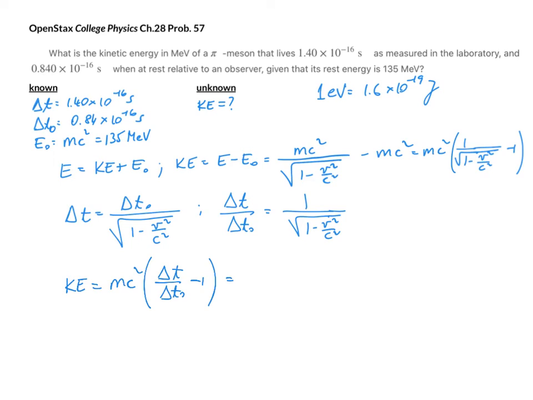So mc squared was given to us as 135 mega electron volts, and delta t was 1.4 times 10 to the negative 16 seconds. Delta t naught is 0.84 times 10 to the negative 16 seconds, minus 1. And when we plug in the numbers, we end up with 90 mega electron volts.